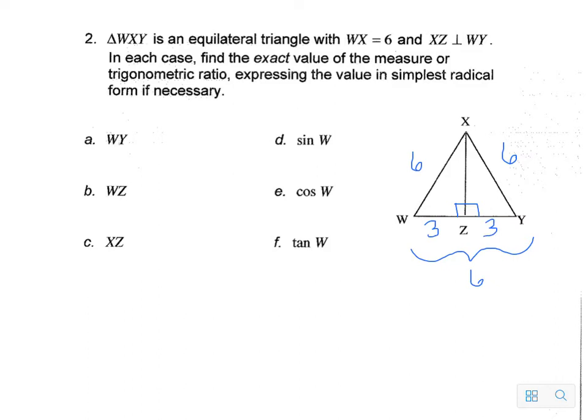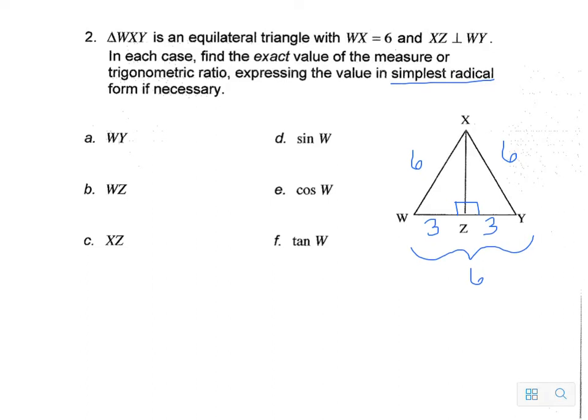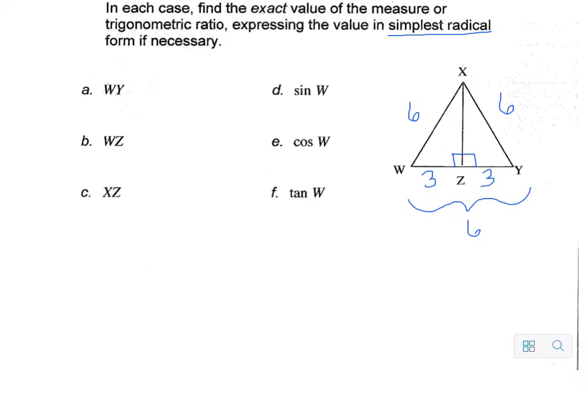Okay? In each case, find the exact value of the measure of the trigonometric ratio, expressing the value in simplest radical form if necessary. I don't have any radicals, so let's see where we're going to end up with a radical, where it's going to come from. All right, they want me to find side WY. WY we labeled as 6. So we have that. WZ is 3.